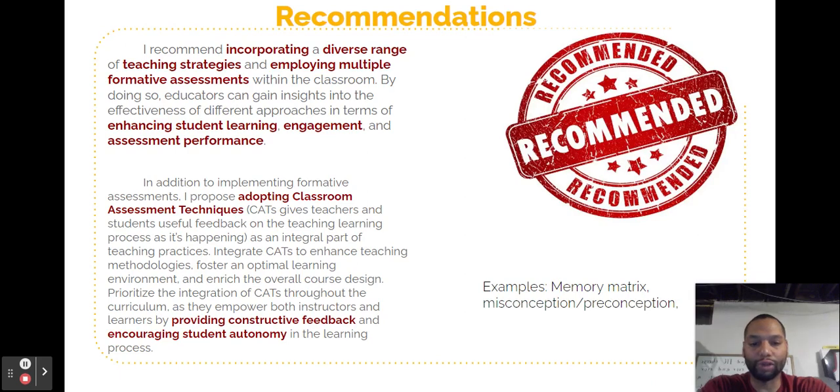Two examples are memory matrix, which is a way of taking notes, getting key ideas, key factors, anything that is given throughout the lesson, and misconception, preconception, which is big in health because there's a lot of misconceptions about certain topics that students have, and going through and getting rid of those misconceptions before you get into that lesson or unit.